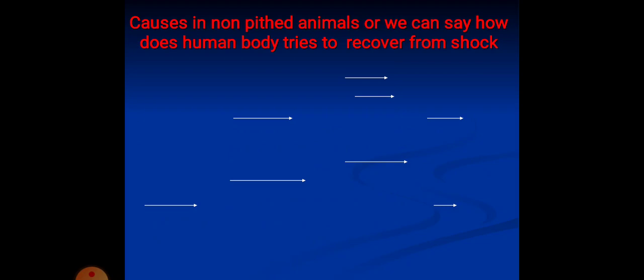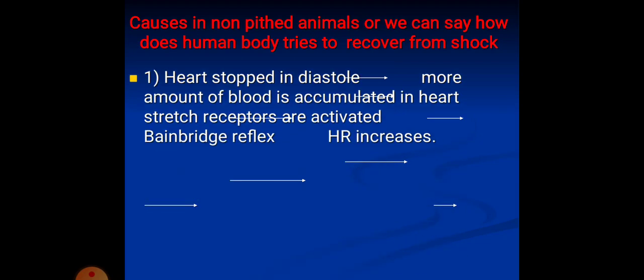So how does the body try to fight against shock, or what are the various compensatory mechanisms that take place in shock, and how can this be extrapolated and clinically correlated to shock? How this graph can be clinically correlated to shock, we will see. So the heart stopped in diastole, more blood is accumulated in the heart, stretch receptors are activated, and when stretch receptors are activated, the heart rate increases. This is according to a reflex called the Bainbridge reflex.